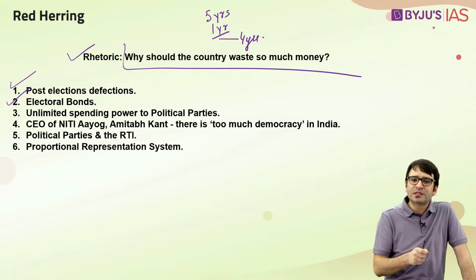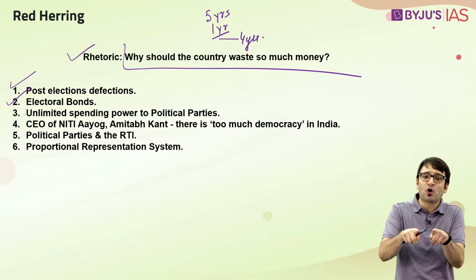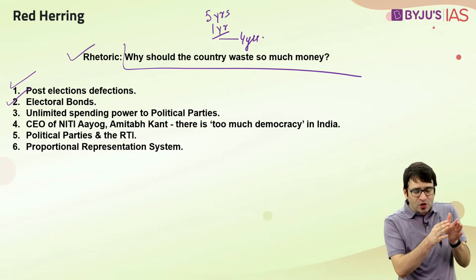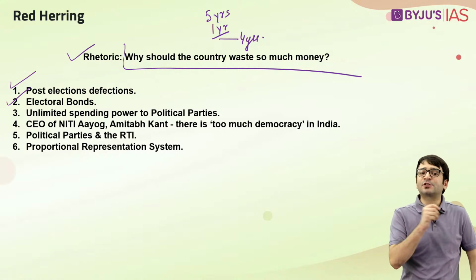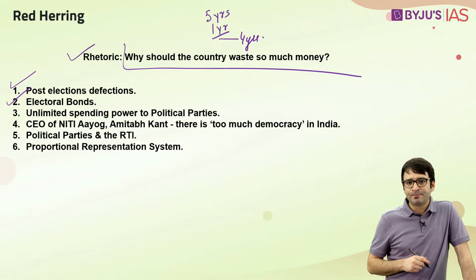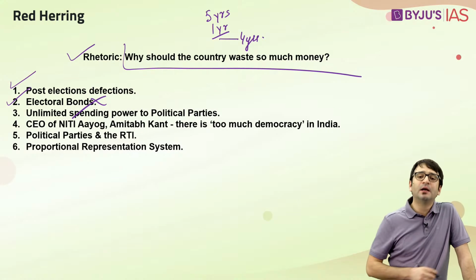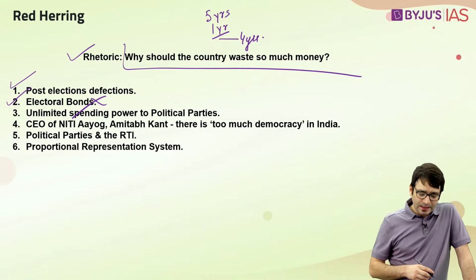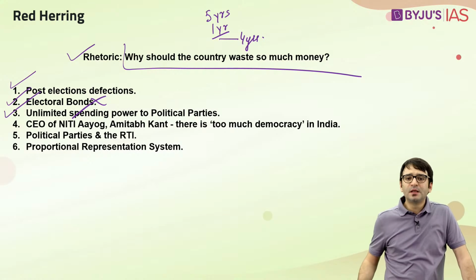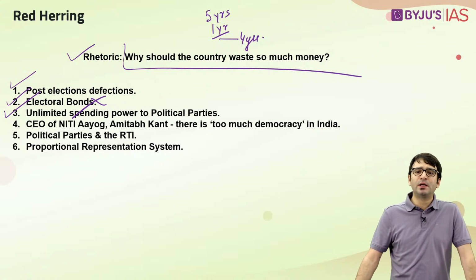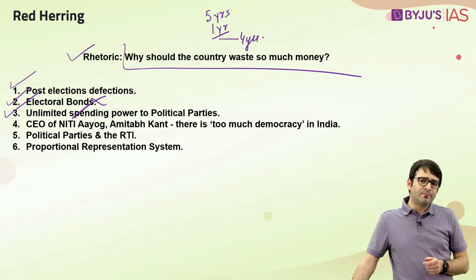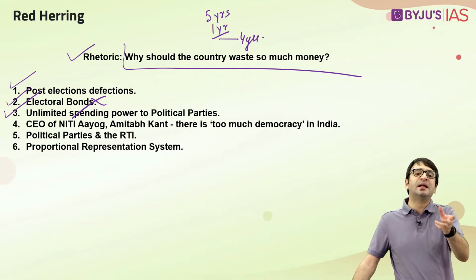So rather than focusing on simultaneous elections, let's focus on reforming the anti-defection law. Rather than focusing on simultaneous elections, let's focus on electoral bonds. Electoral bonds should be dissolved. Electoral bonds should be done away with. Let's focus on unlimited spending by political parties. There is a limit to the amount of money that a candidate can spend in an election.